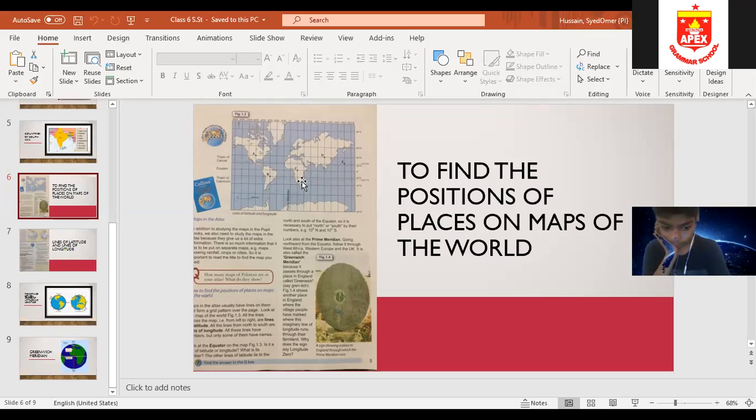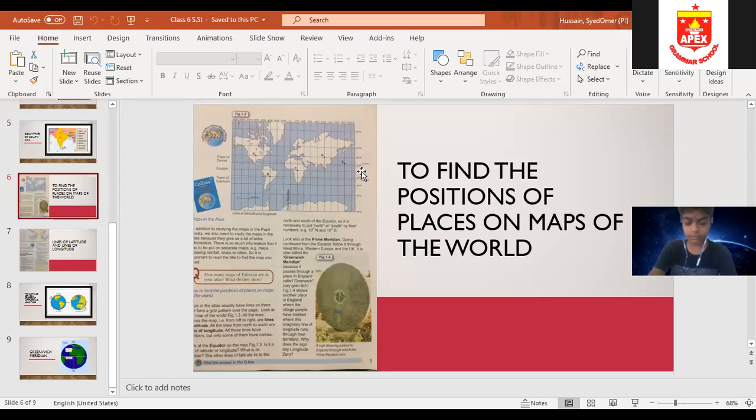So all these lines which are stretching from left to right are called lines of latitude, and all the lines which are stretching from top to bottom are called lines of longitude. Longitude, from long we can say length, means they are stretching in length. Longitude means length, and latitude lines are horizontal.